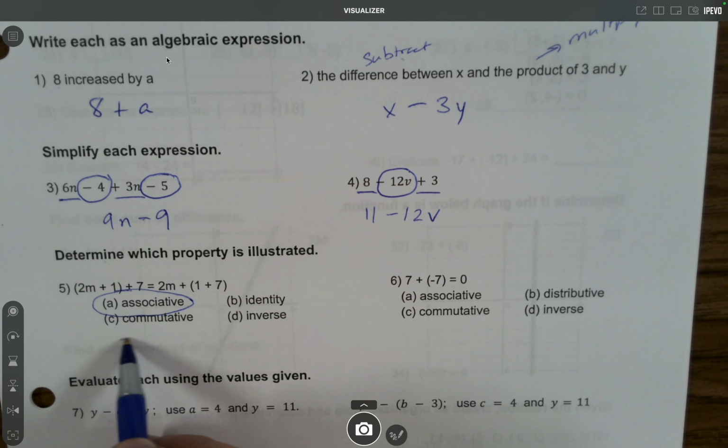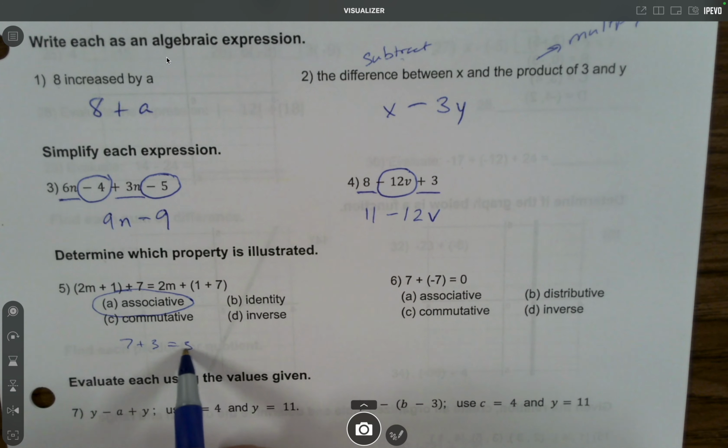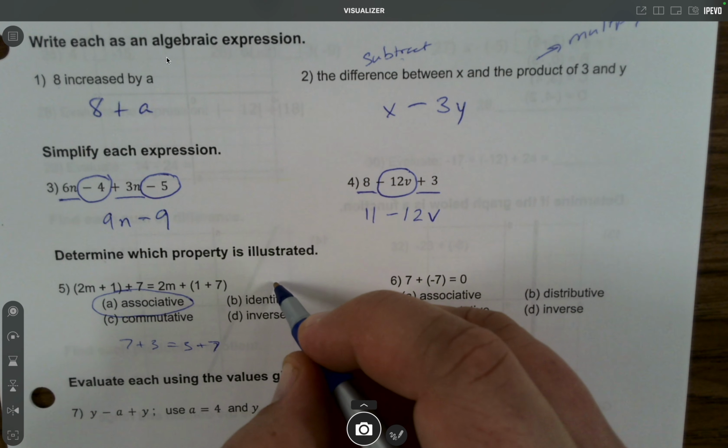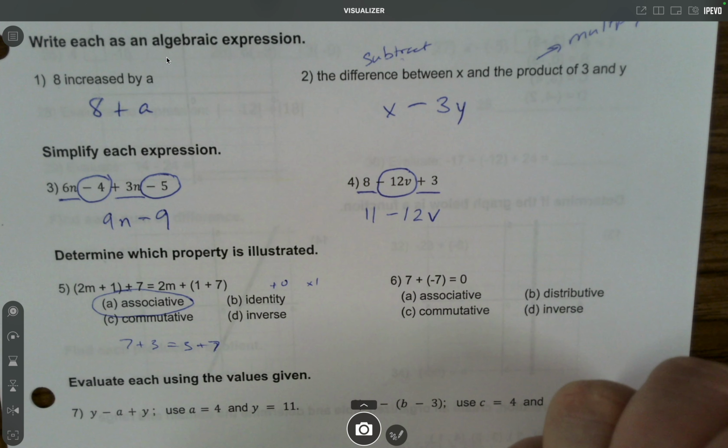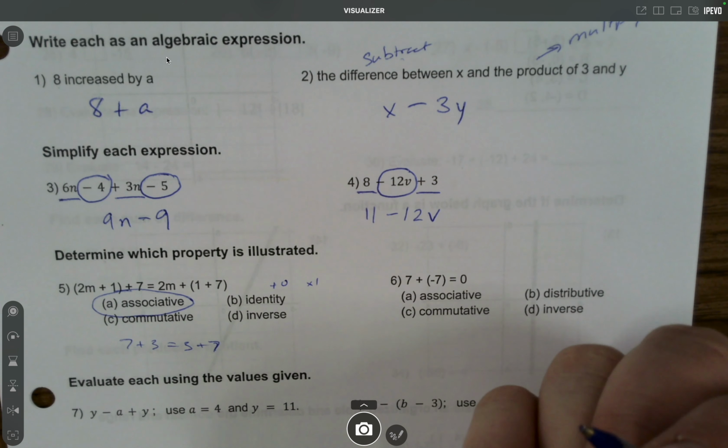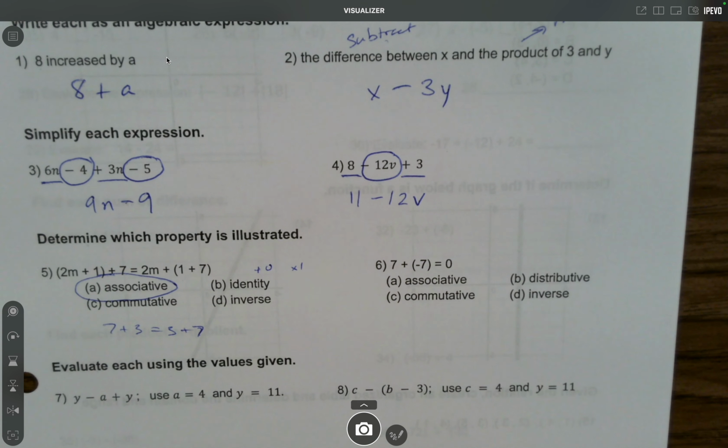Commutative is things like 7 plus 3 equals 3 plus 7. So it just says you can put the same things in reverse order. If you're adding or multiplying, it's the same. Identity is either when you add 0 or multiply by 1, because that gives you identical results to what you started with. Inverse we'll talk about on the next one, so I won't talk about it now.